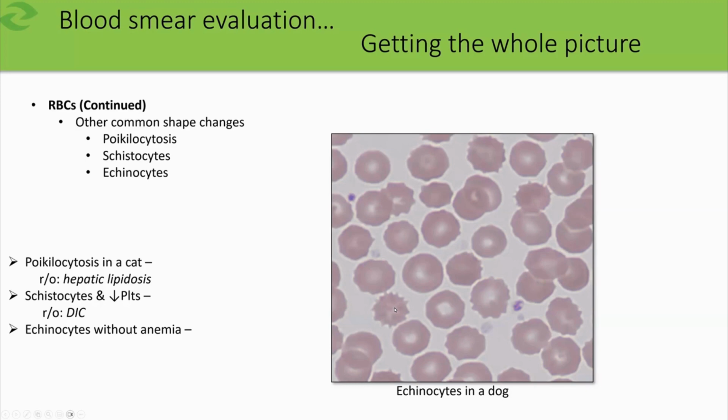So again, echinocytes without anemia, most commonly it's an artifact of slow smear drying, and that's a particular problem in high humidity environments. So if air conditioning is not working that day and it's summer in Georgia, echinocytes are really common. For pathologic causes, things like electrolyte abnormalities, primarily a sodium imbalance, as well as snake bites, bee stings, spider bites, some kind of envenomation, can also cause echinocytes. But most commonly, especially without anemia, think slow smear drying, and it's not a pathologic process.